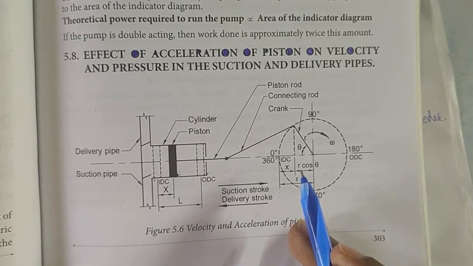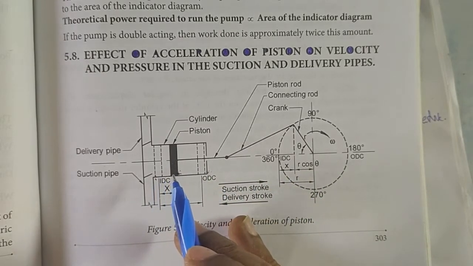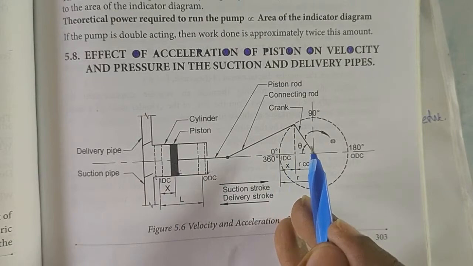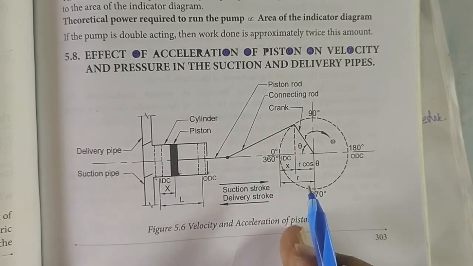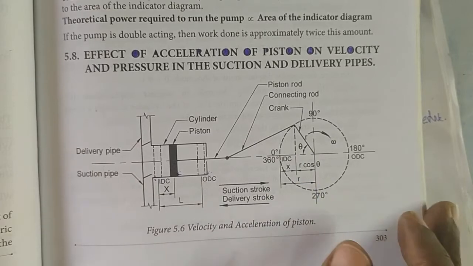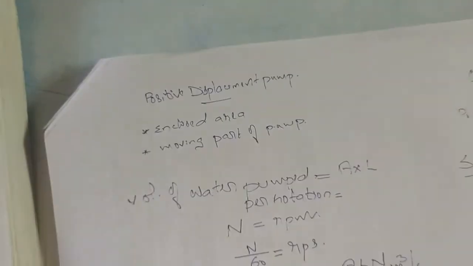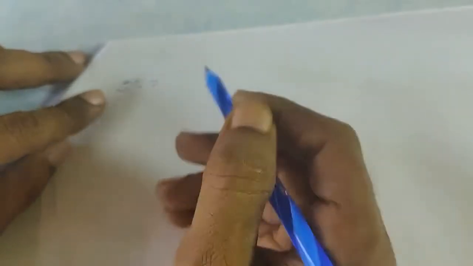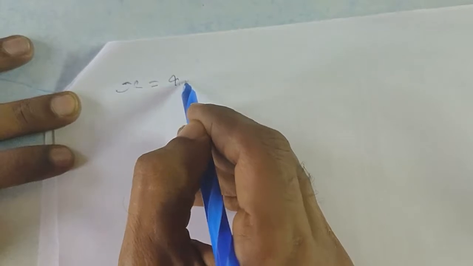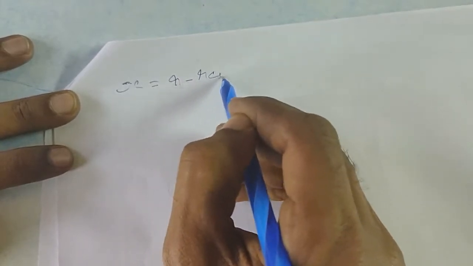So what is x? X is the movement of the piston through a linear distance when the crank is rotating through an angle theta. So x is equal to r minus r cos theta.